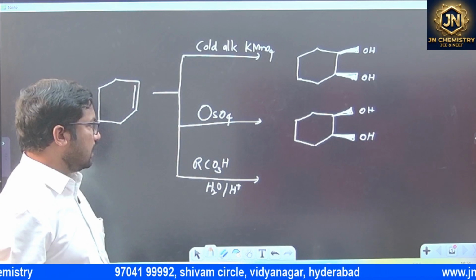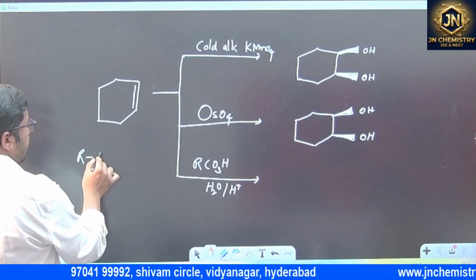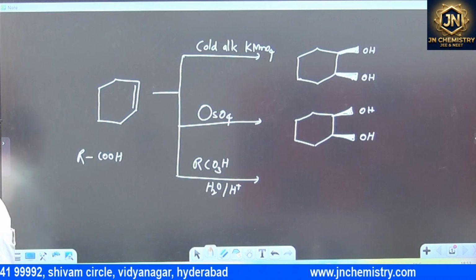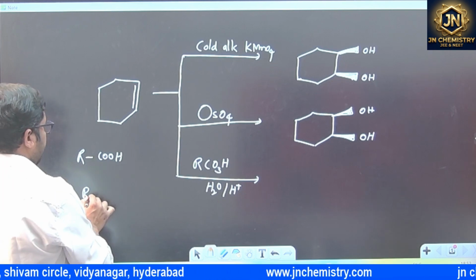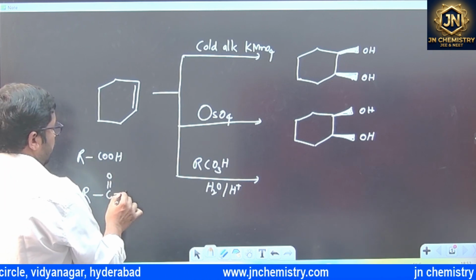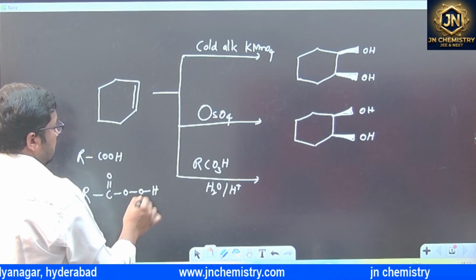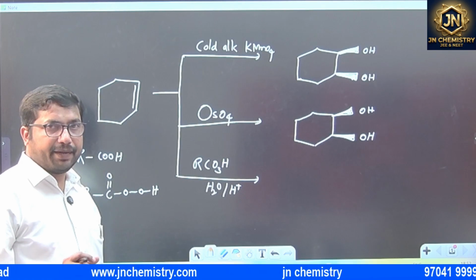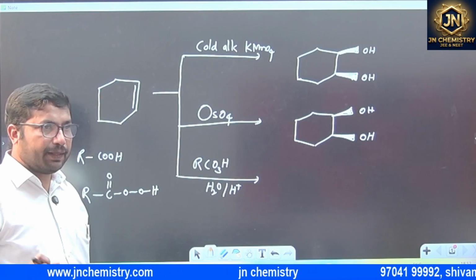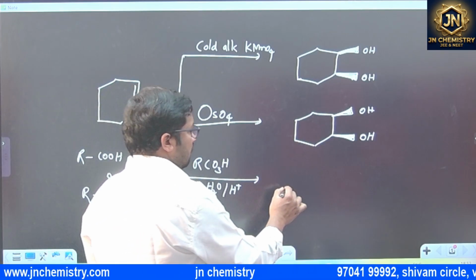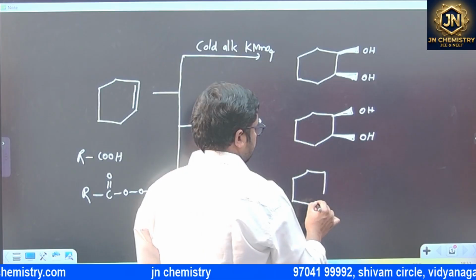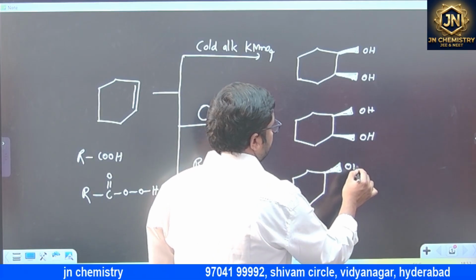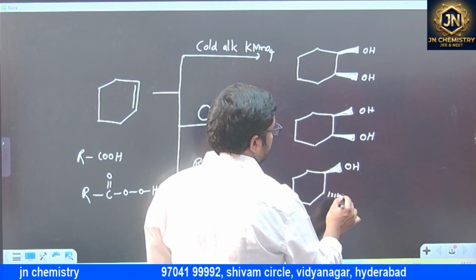So actually RCO3H means what? R carboxylic acid, right? RCOOH is a carboxylic acid. When it has the peroxy linkage, it is a peracid, RC double bond O, OOH. Otherwise we could take MCPBA, metachloroperbenzoic acid. So in this case, trans hydroxylation takes place. Trans means what? Anti-addition. One OH is on the front side, one more is on the back side.